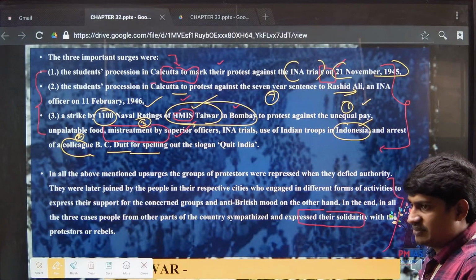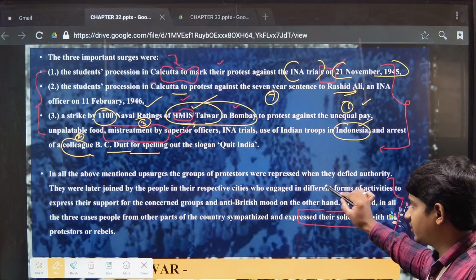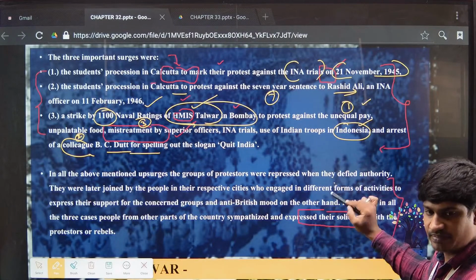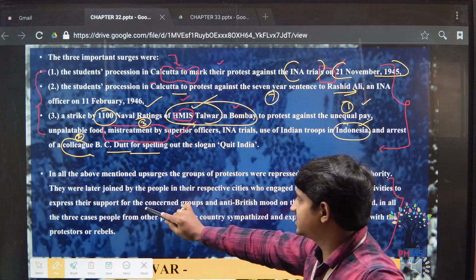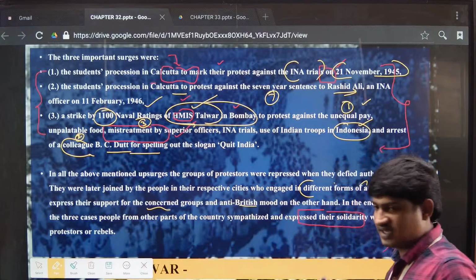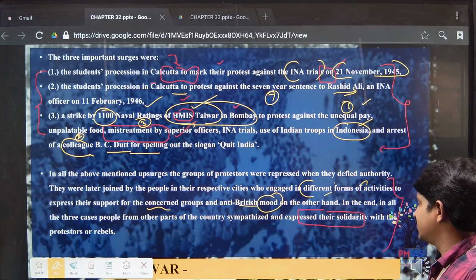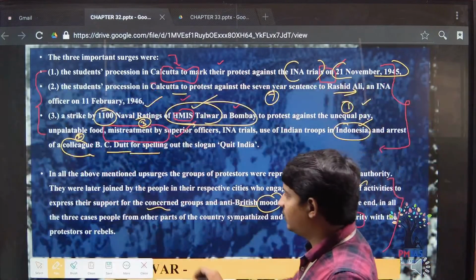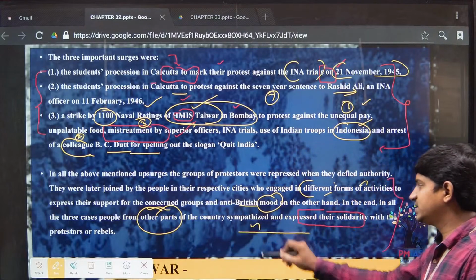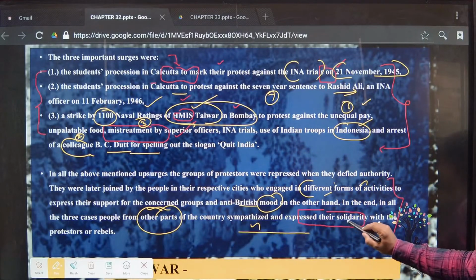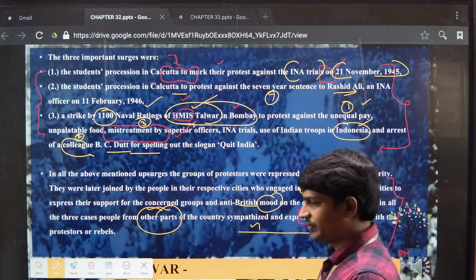So earlier, when it came to protests, the leaders and those in the party would take care of the protest and so on. But this time the common people joined from different areas and expressed their support to the various groups, and an anti-British mood was there in everyone. So at the end of all the 3 cases, people from various parts of the country showed sympathy towards the people and showed solidarity against the colonial rule.